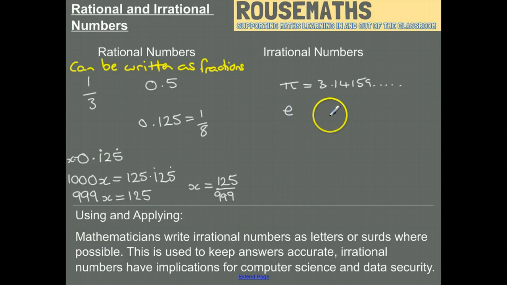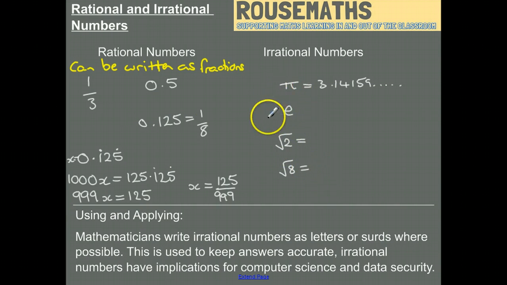E is another example. And that's to do with logs and exponentials. So if you're embarking on C3, Core 3 at A level, then you'll be becoming more familiar with this. And other examples are square roots of numbers. So the square root of 2 is an irrational number. The square root of 8 is an irrational number. And there are many others as well. And rather than writing it out as the decimal, it's easier to leave it like this because it's more accurate.